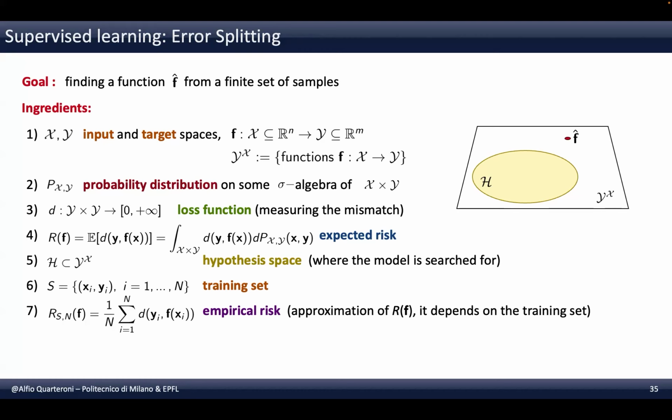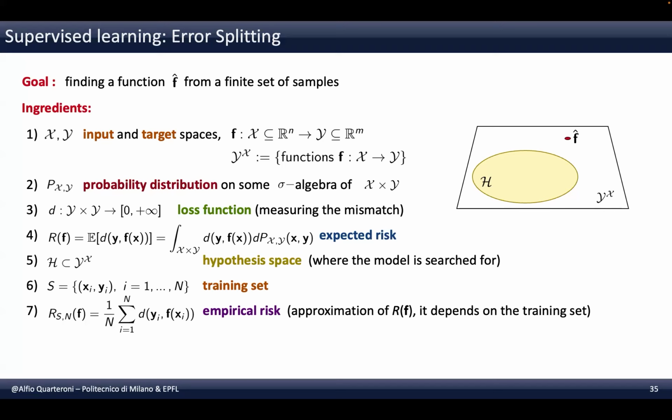Because to approximate this integral here, we are just using the training set, the elements in the training set. So the function depends on what problem you are solving. Those will be features. So this is the setting.